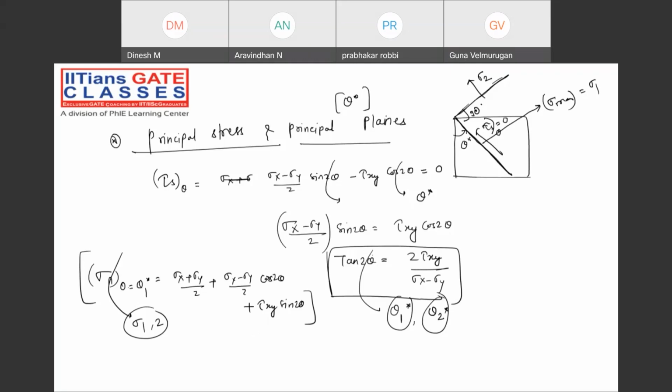Very, very important, guys. And what is the relationship between theta 1 star and theta 2 star? Theta 2 star will be theta 1 star plus 90 degrees. Both the planes will be at an angle of 90 degrees with each other. Now, once it is done, let me know.